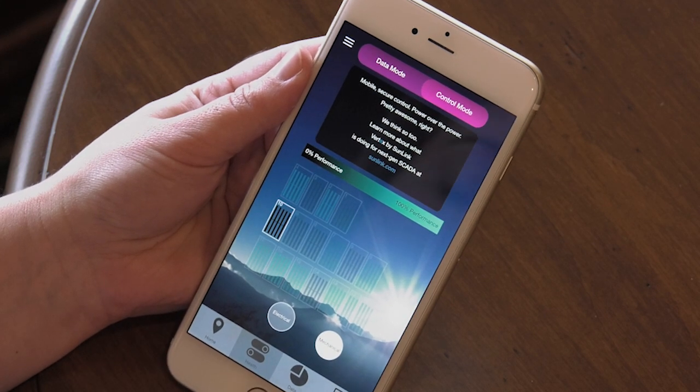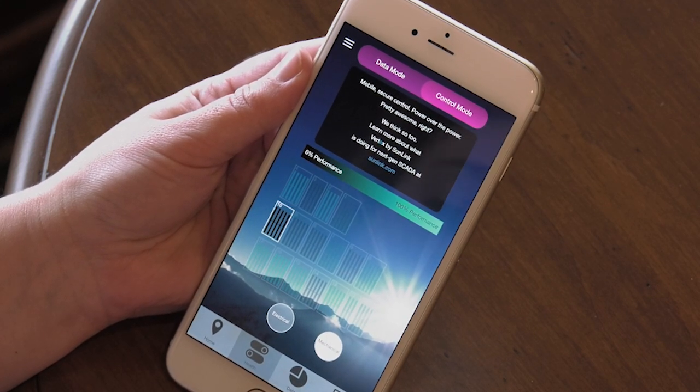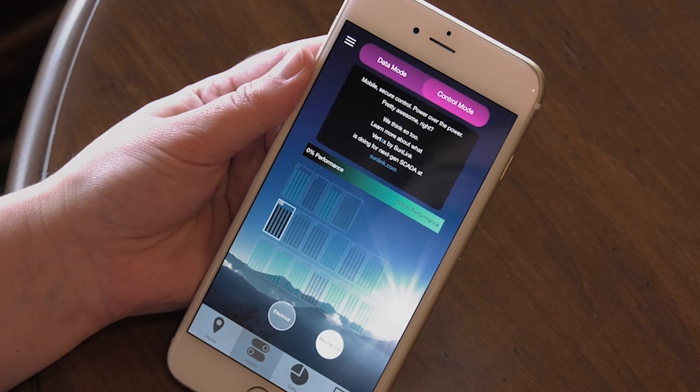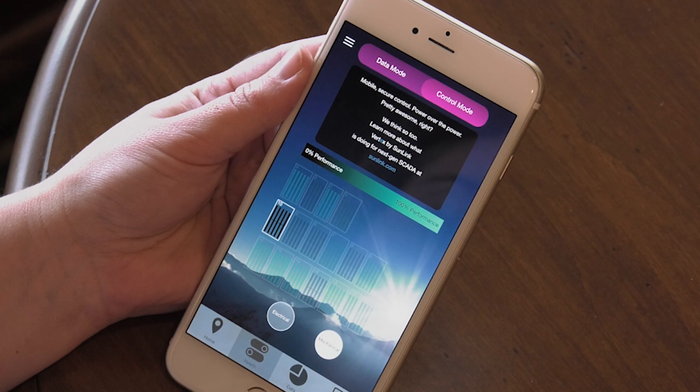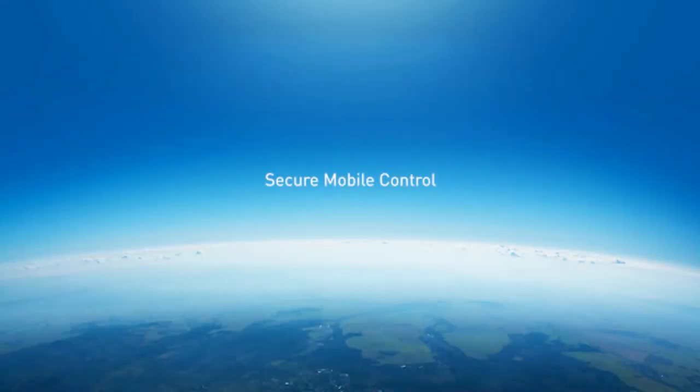This is what we've done differently than what's available in SCADA systems today: being able to give an immediate context to how your project is performing, and being able to not only see that data, but then from the exact same screen, control those systems so we can optimize performance.